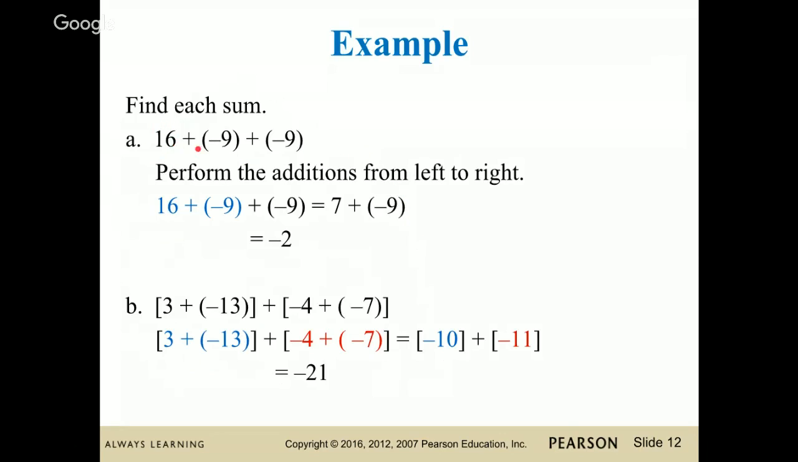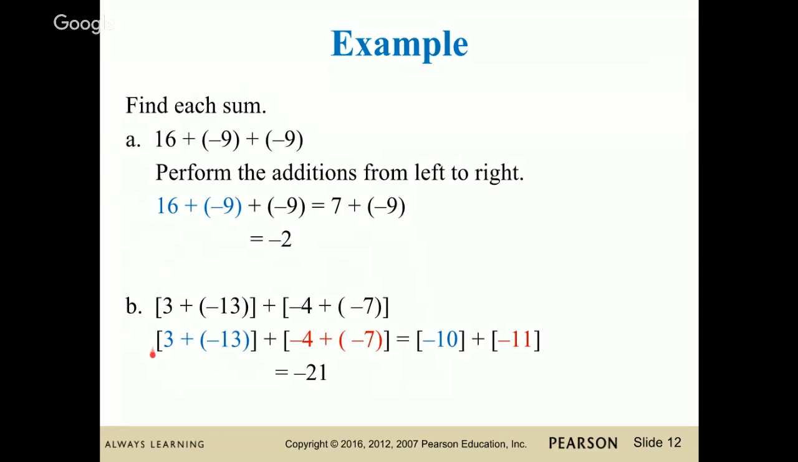You have +16 plus a -9 plus a -9, right? You have +16 plus a -9 is going to be 7, plus another -9 is going to be a -2, because your 9 is bigger than your 7. -2.